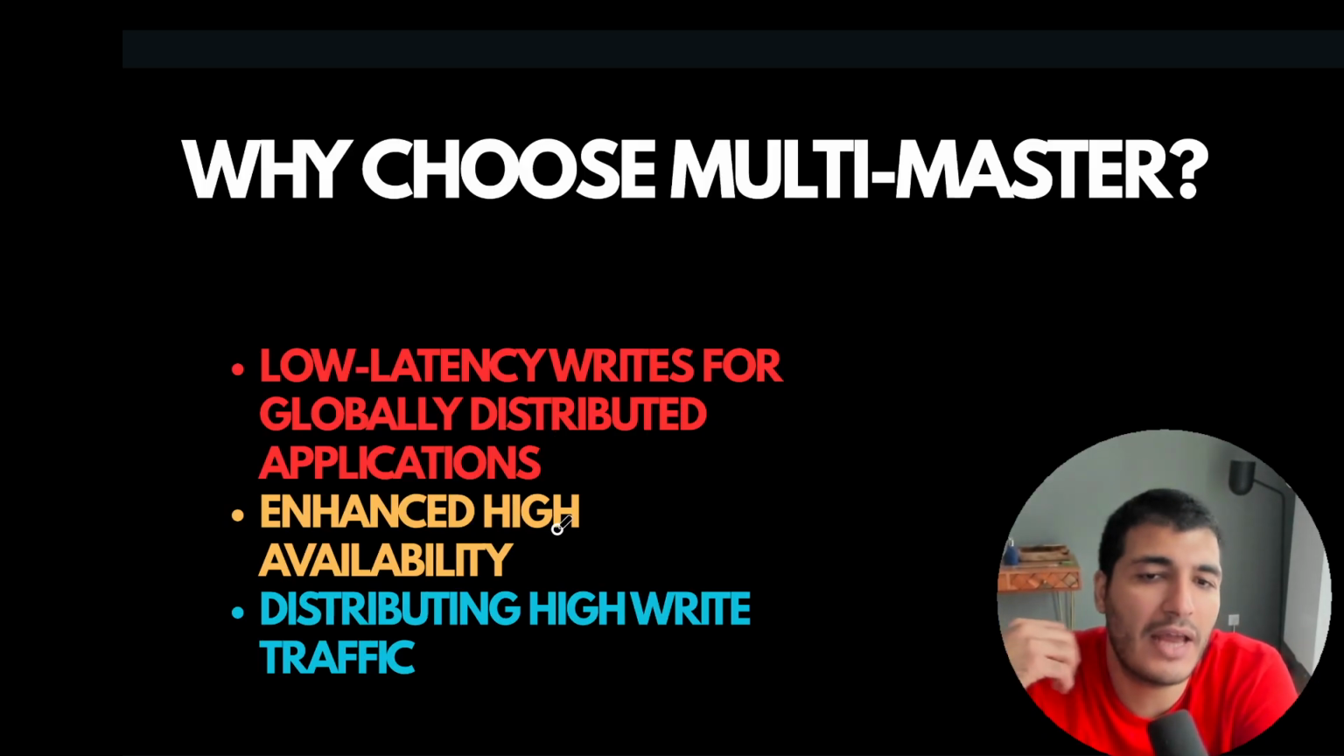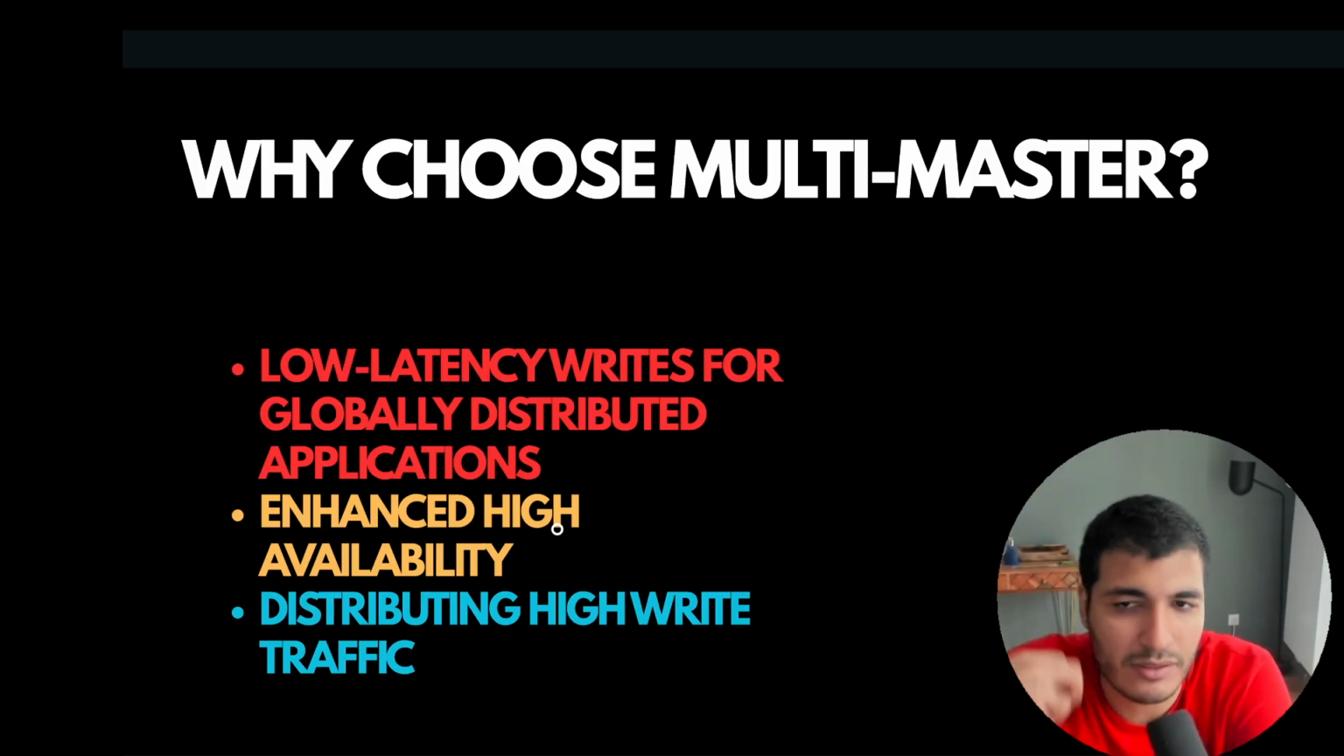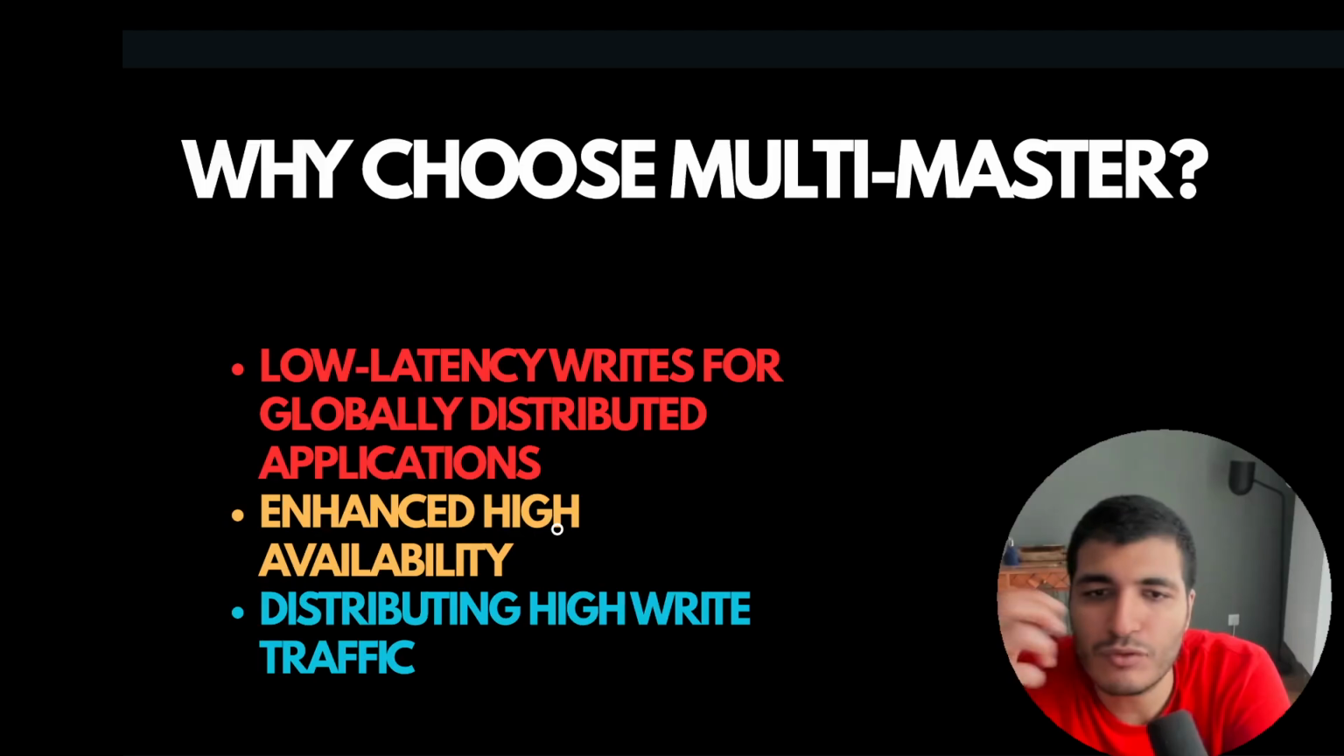Number two, we have enhanced high availability. In a traditional primary replica setup, if the primary database fails, you have to go through a failover process where a replica is promoted to become the new primary. This process, even if automated, can involve a brief period of downtime or service interruption. With multi-master replication, if one master node fails, the other active masters can seamlessly continue to handle both reads and writes. The system inherently has more redundancy and no single point of failure for write operations, ensuring the system stays operational even if one database node fails.